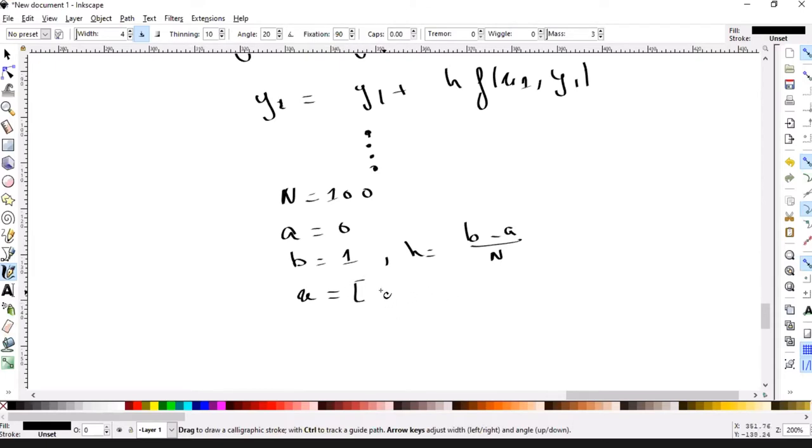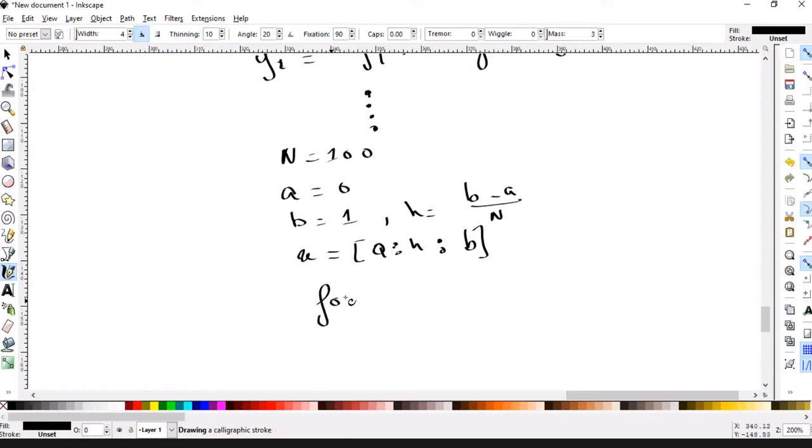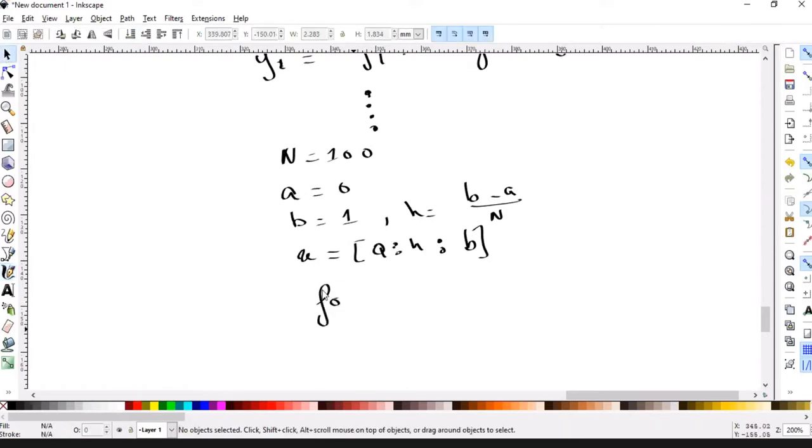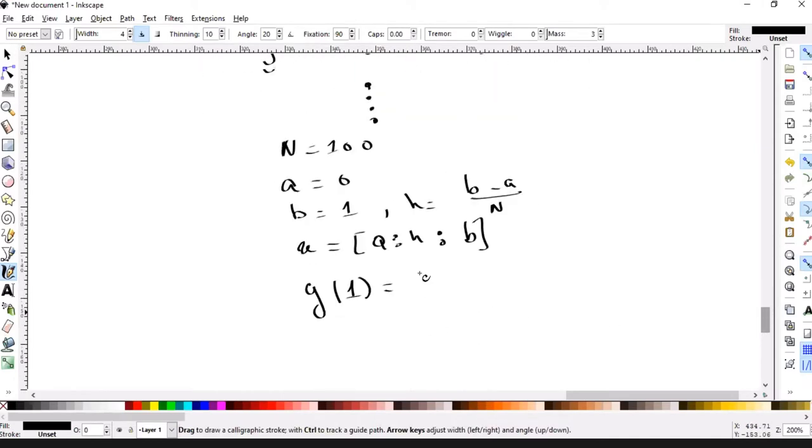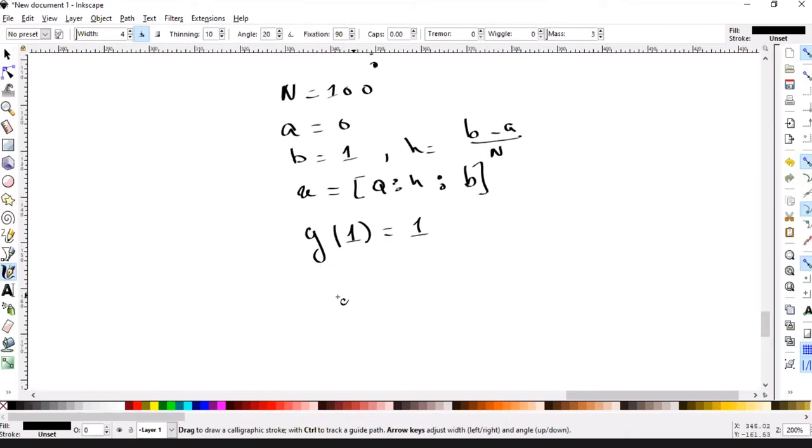And then you get the vector x of n plus 1 points, from a to b, right? And then you make a for loop here. You need to calculate y at these points now. You take y of 1 equal to the initial solution, let's say 1.